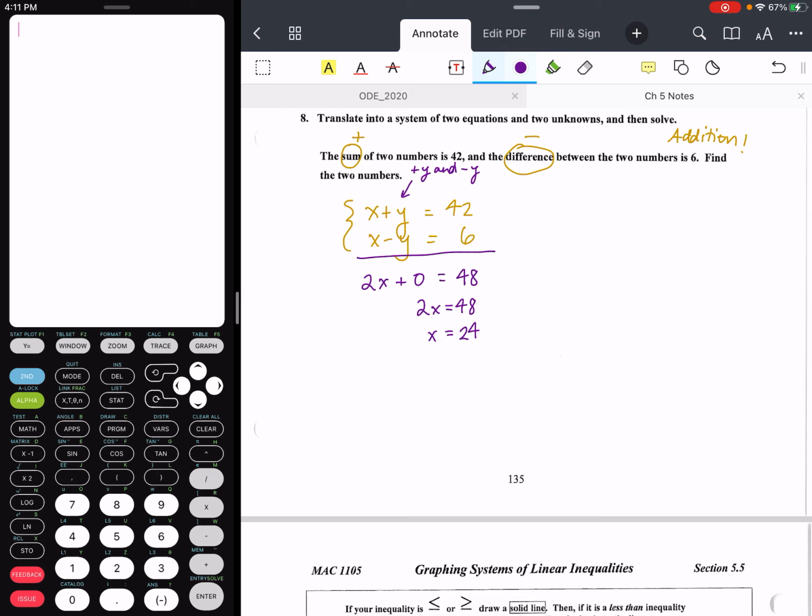And then we can take either of our equations. I'll pick the second one, but it really doesn't matter. So if X minus Y equals 6, and we know that X is 24, then we could subtract 24 from both sides to get negative Y equals negative 18. Divide both sides by negative 1 and get Y equals positive 18. So our two numbers are 24 and 18.